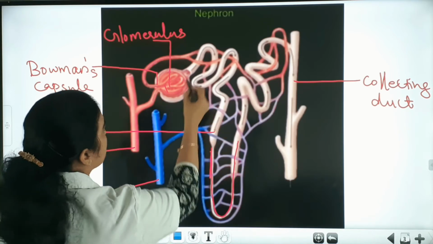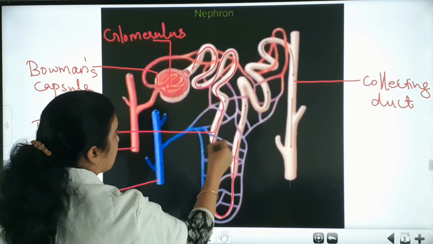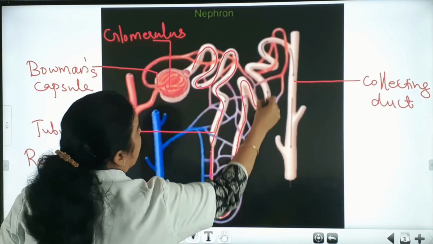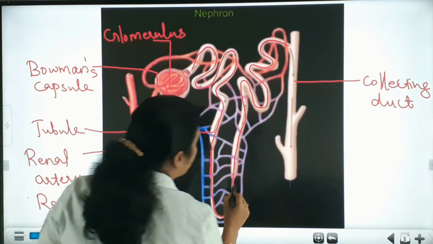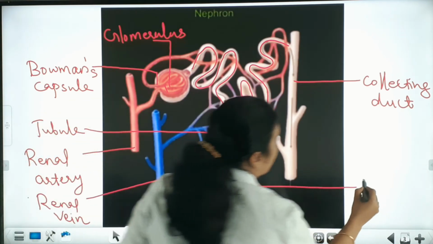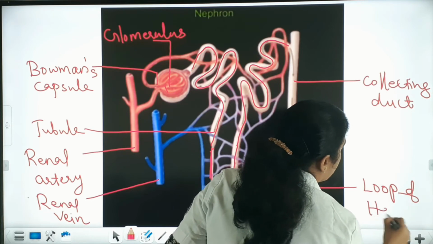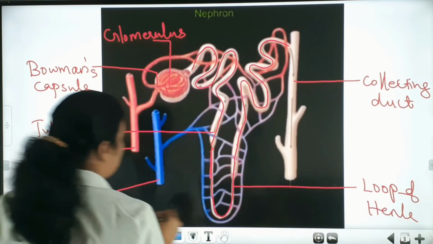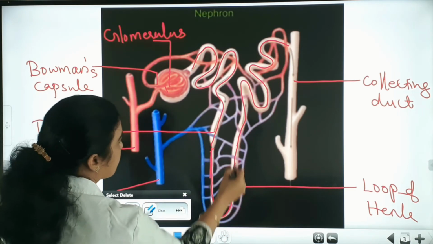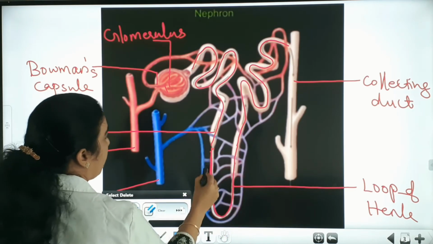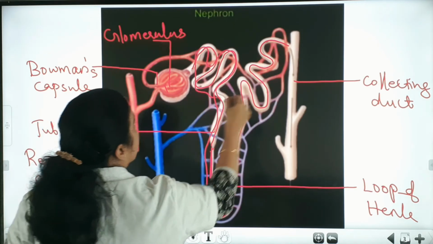This is a tubule. Here you can see a loop, and this loop is known as the loop of Henle, or Henle's loop. This area is known as Henle's loop or loop of Henle. No need of marking here.